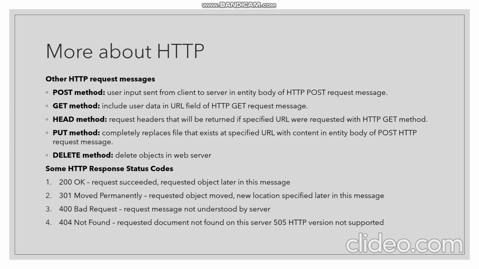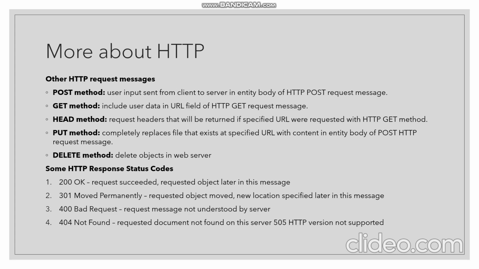There are various request messages. In the post method, the user input is sent from client to server in the entity body of the HTTP post request message. In the get method, it includes user data in the URL field of the HTTP get request message. The head method returns the request headers that would be returned if the specified URL were requested by the HTTP get method. The put method completely replaces the file that exists at the specified URL with the content in the entity body of the HTTP request message. The delete method deletes objects on the web server.